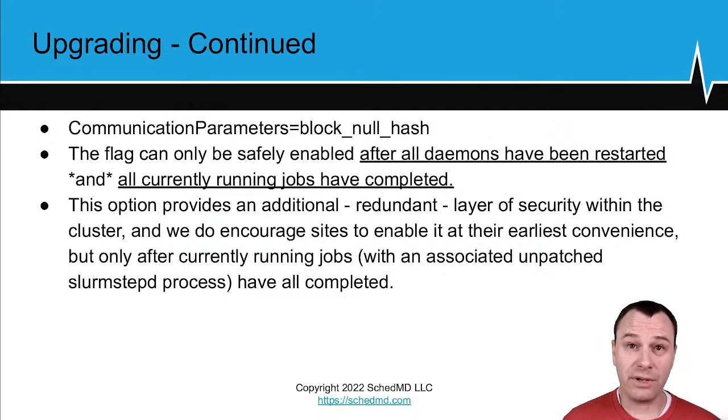We have seen the best results when sites upgrade to the same fixed version. Once your site does upgrade, you can enable the block null hash communication parameters. This can only be safely enabled after all daemons are on the same version and restarted and all jobs have completed. This option adds an additional redundant layer of security, and we encourage your site to enable this after upgrading and after all running jobs have completed.